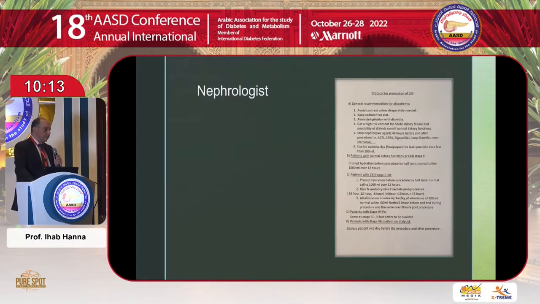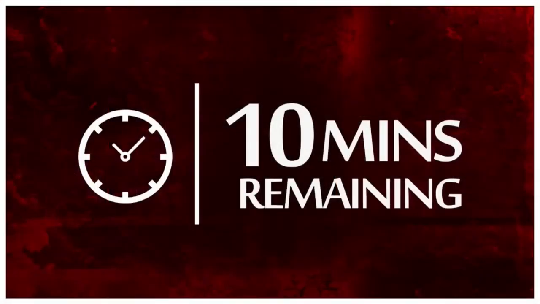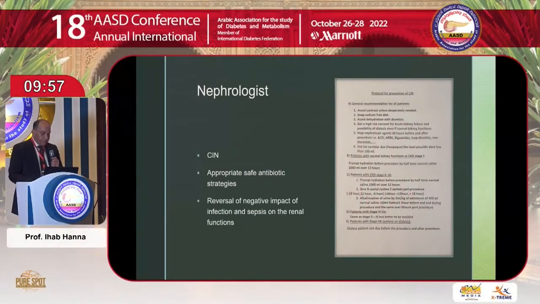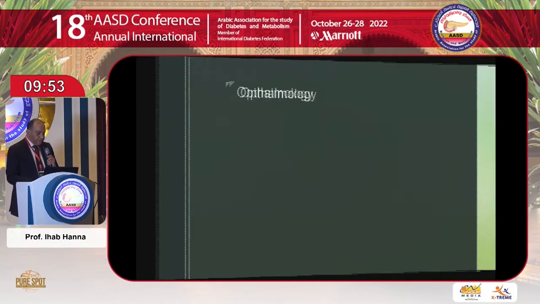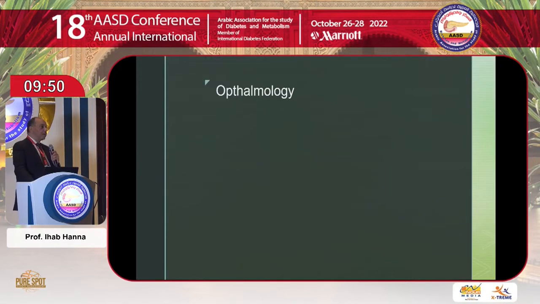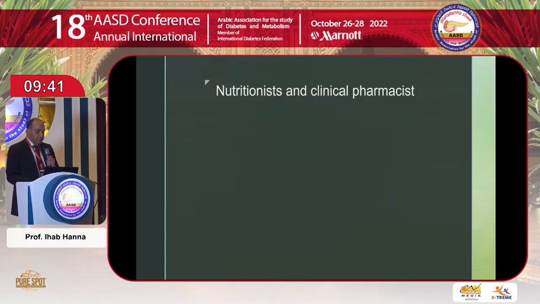Nephrologists are members of the team, and we cooperate with the National Institute of Nephrology, and we have the protocol mentioned in that paper. They consider contrast-induced nephropathy, proportionate and appropriate antibiotic strategies, and reversal of the negative impact of infection and sepsis on renal function. And of course, we are going to anticoagulate these patients. We don't anticoagulate them except after prior ophthalmological assessment to reduce the risk of retinal hemorrhage with anticoagulation.